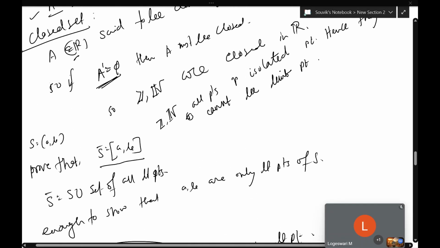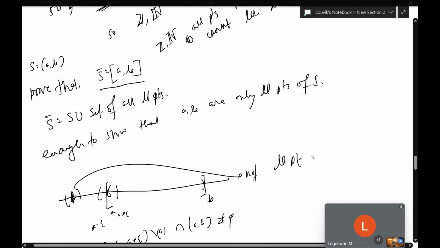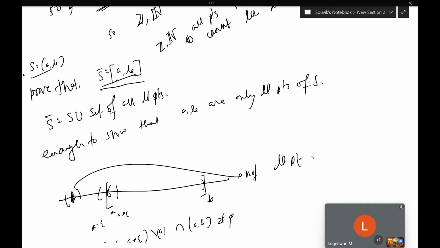So now we have to prove that if S is equal to the open interval (a, b), then the closure of S is equal to the closed interval [a, b]. In order to prove this, we need to show that a and b are the only limit points of S, right? If we can show this, then we are done. So it is enough to prove that a and b are the only limit points of S.